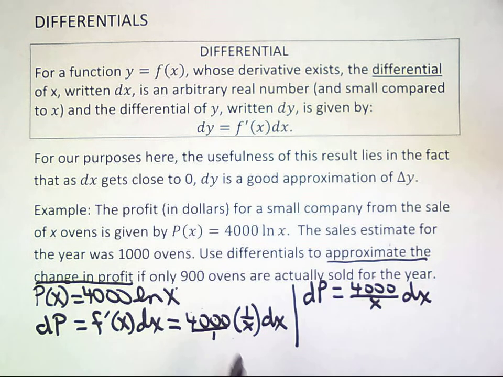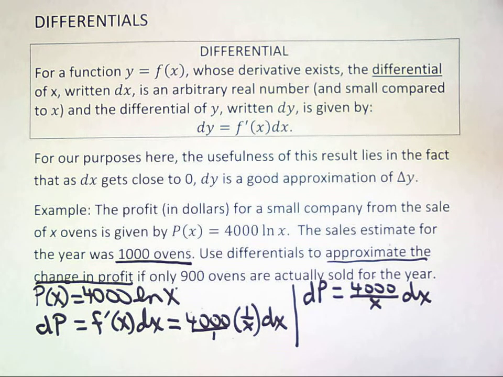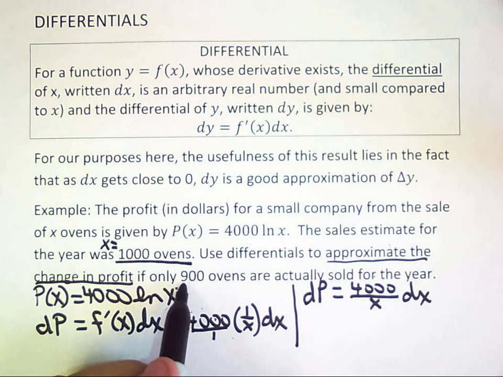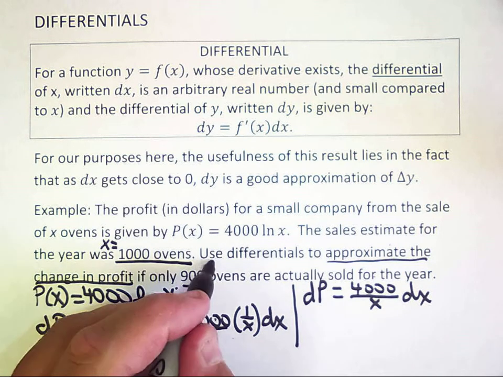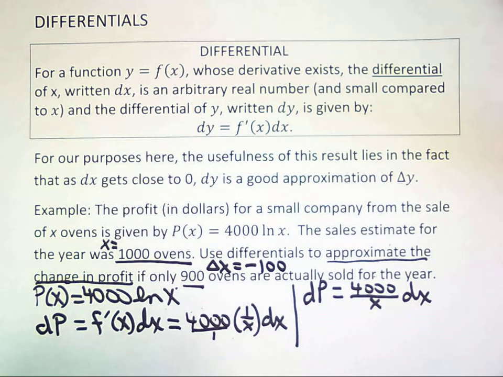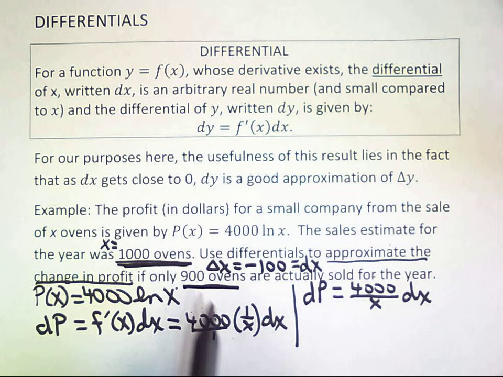Now think about this a minute. They're saying that we were expecting x equal to 1,000 ovens, so that's my value of x. But I actually only got 900. That's a decrease of 100. So what they're telling you there is that we were expecting 1,000, got a 900. So what they're telling us there is that delta x is negative 100. And remember, delta x is the same thing as dx. So by saying that we went from what we expected was 1,000 down to 900, they didn't actually tell us delta x, but it's easy to see that that's a decrease of 100, and that negative sign is important.